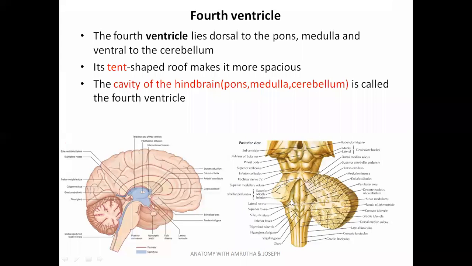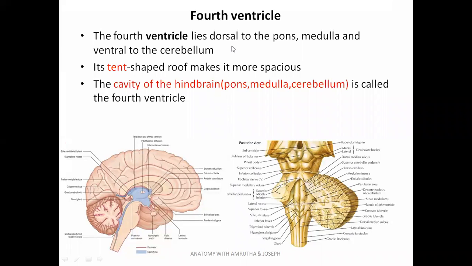What you see here is the floor of the fourth ventricle, and the roof of the fourth ventricle is the cerebellum. As you can see here, this is the floor formed by the pons and the medulla, and this is the roof. The roof is by the cerebellum. Now we have to cut the cerebellum to see the fourth ventricle. In this picture you can see the cerebellum is cut from one side and both sides, right? Almost half of the cerebellum is cut to show the floor of the fourth ventricle.